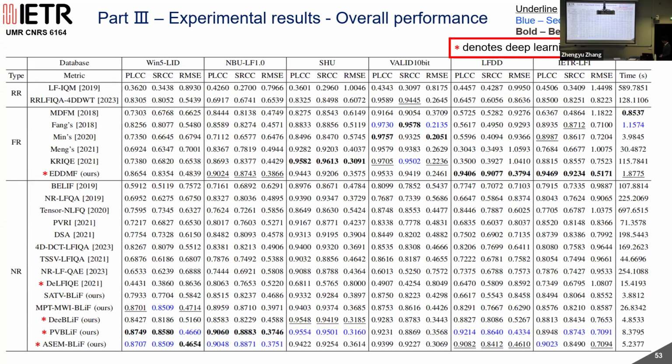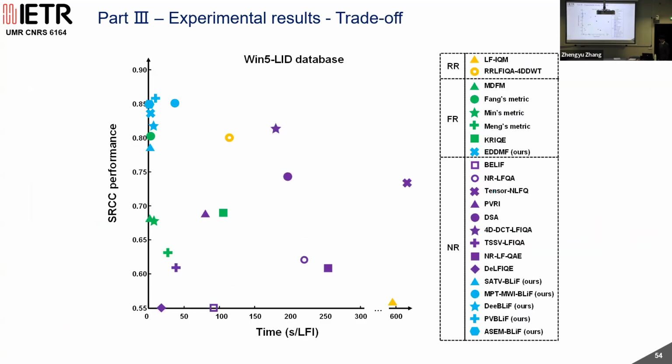But actually, it is not very clear to directly show the performance of our proposed metrics. So for better visualization, we summarize this big table into a trade-off figure between the time complexity and the performance on the Win5 database. Like this. This figure is shown here.